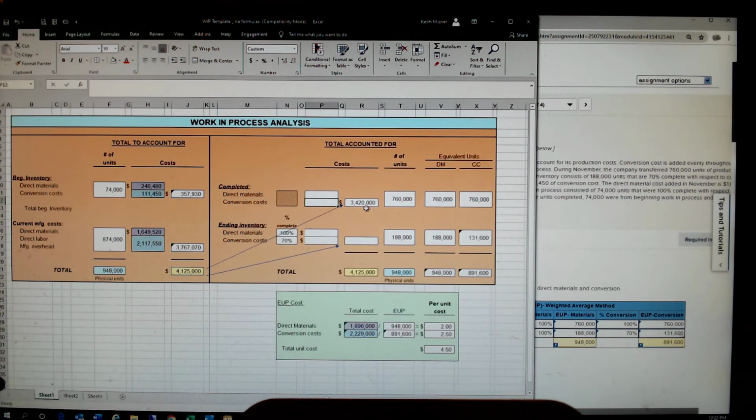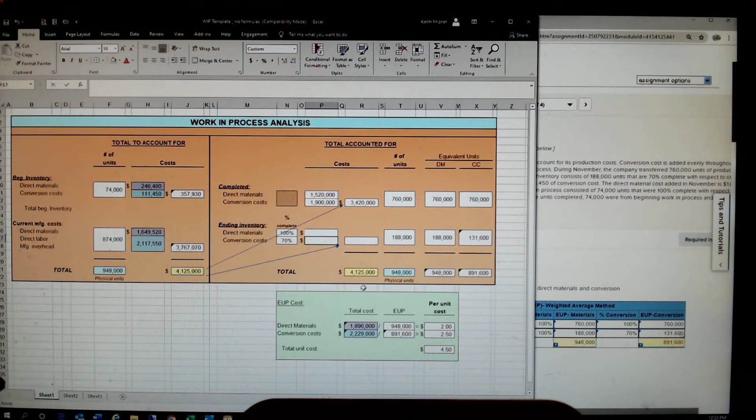Now, if I wanted to know how much of that is materials and how much is conversion cost, I could figure it out. Of that $4.50, $2 is material cost. So isn't the material cost equal to the 760 times $2? And how much of this was conversion costs? $2.50, so it equals the 760 times $2.50. Yeah, that's if we wanted to break it down. But all I really need to know is this number. That's the number I'm going to use to make an entry to transfer this cost out of this work in process into the next department.